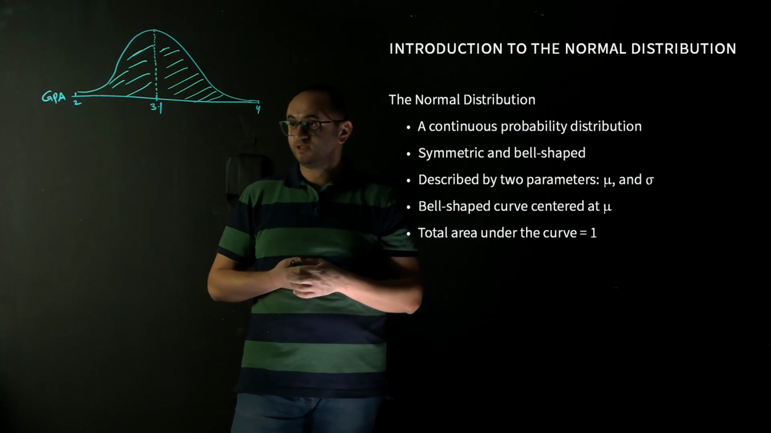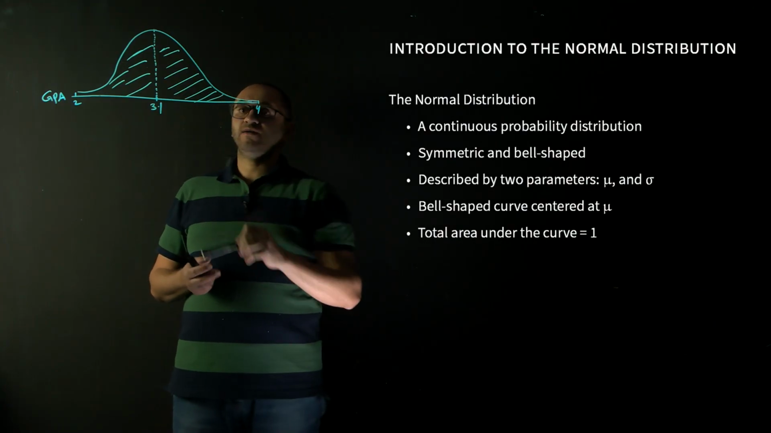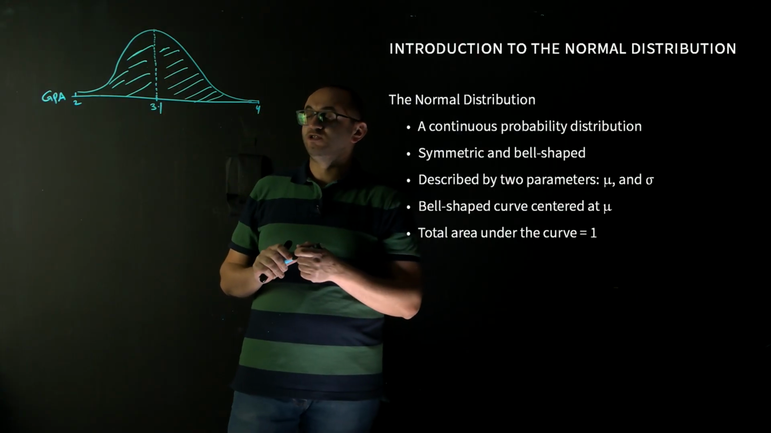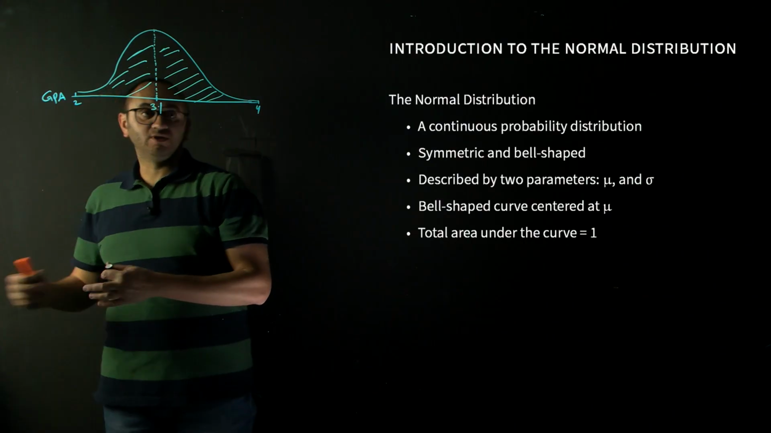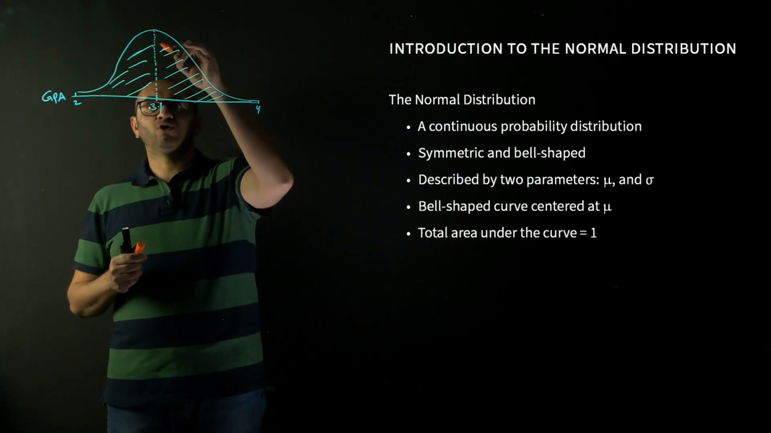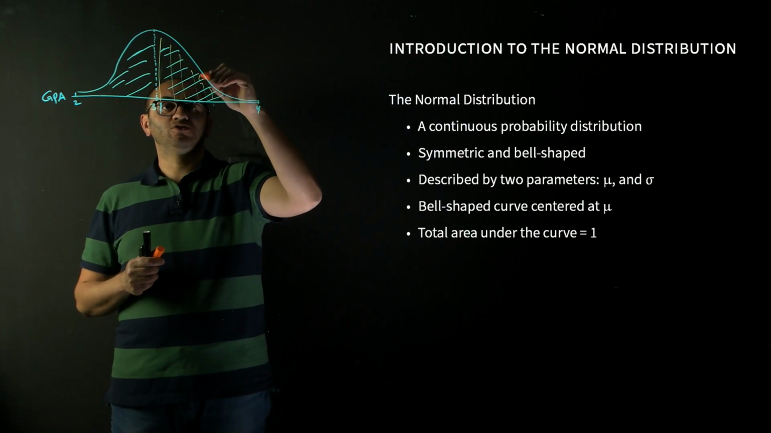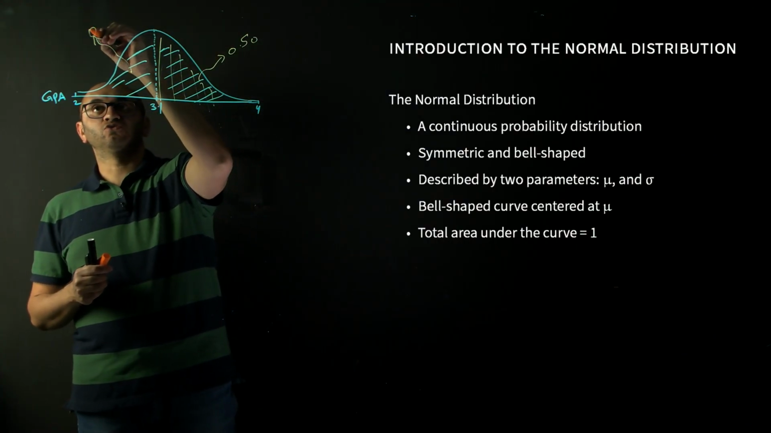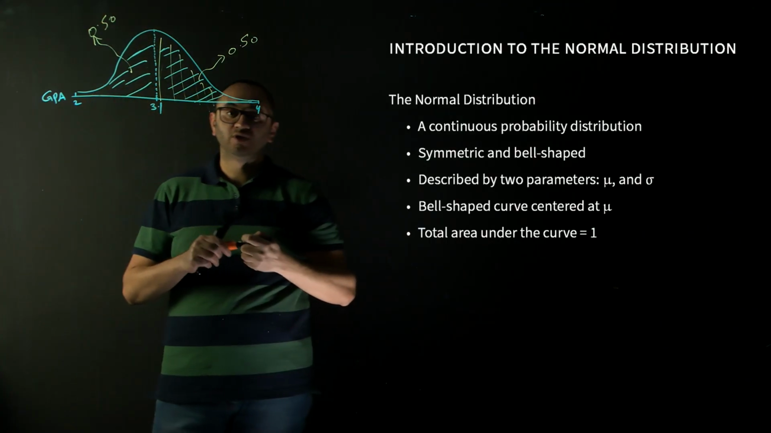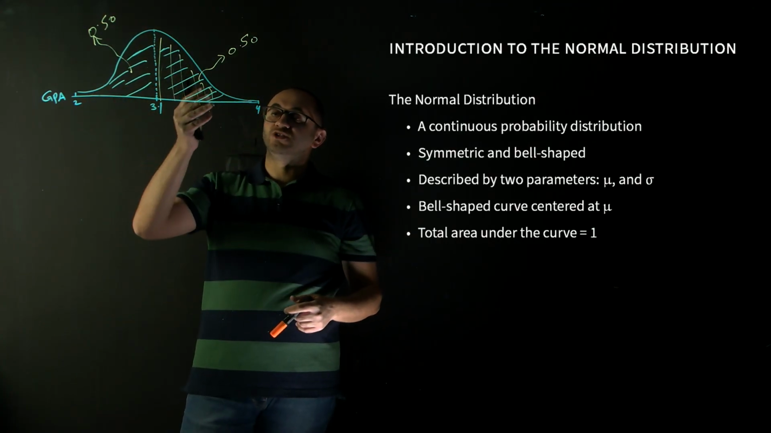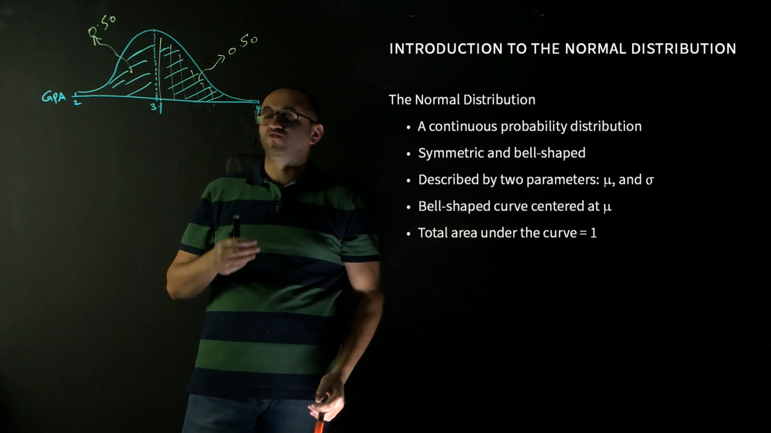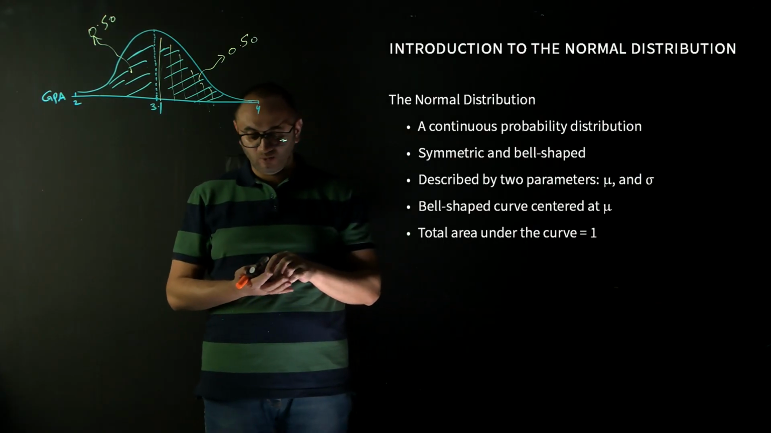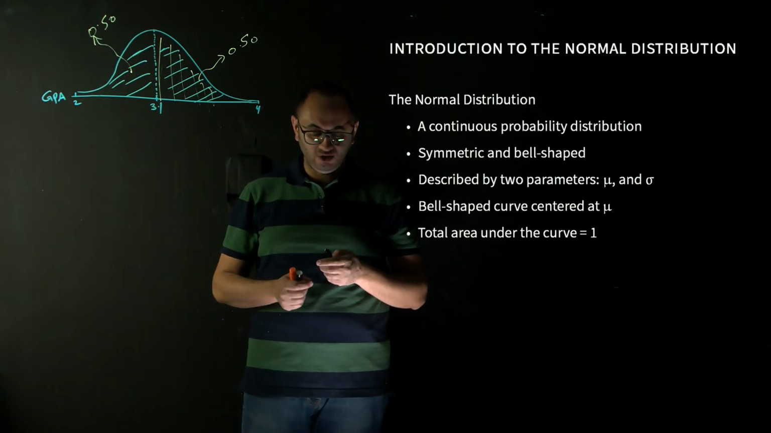One more thing is, because the area under the curve is 1 and the normal distribution is symmetric, the probability to the right of the mean should be 1/2 or 50%. And the probability to the left should be 50% as well. So we have 50% to the right of the mean and 50% to the left of the mean. Those are some properties of the normal distribution.